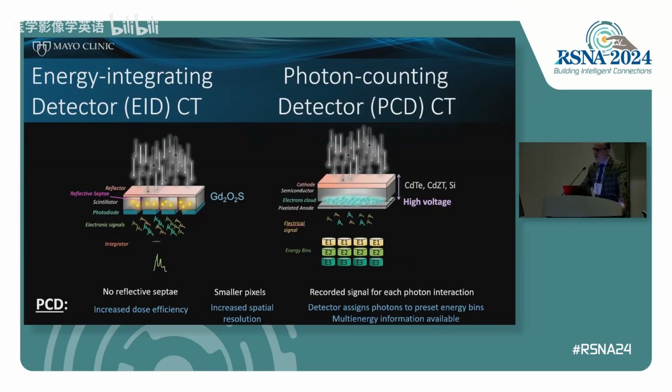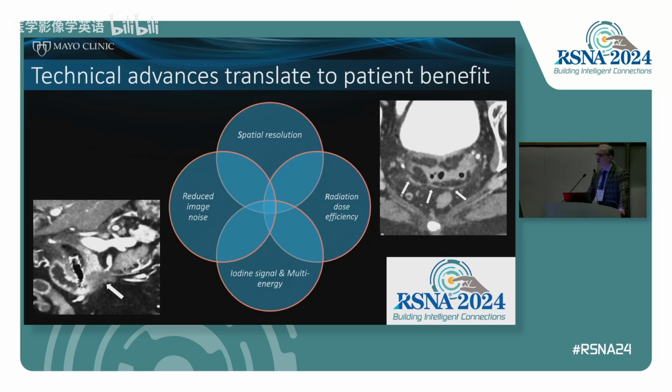So you just heard from Shuai the differences between conventional energy integrating detector and photon counting CT, and I think the big thing for abdominal imaging to emphasize is the increase in iodine signal that we get, because those low energy photons are counted like the high energy photons, and they're not averaged along a very long measurement period that we have with scintillating detectors. So we can really translate these technical advantages of spatial resolution, iodine signal, reduced image noise, and radiation dose efficiency into clinical tasks.